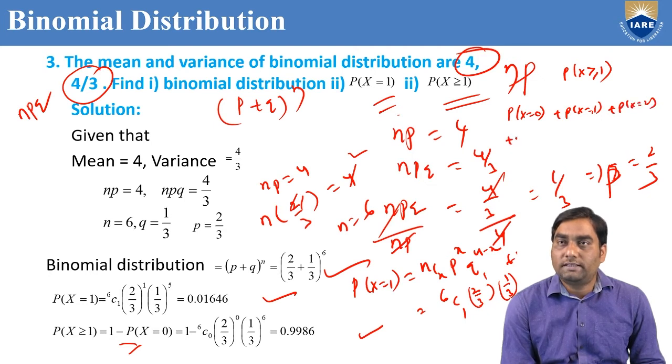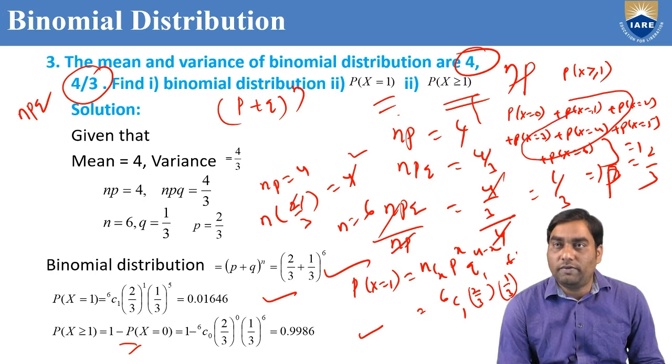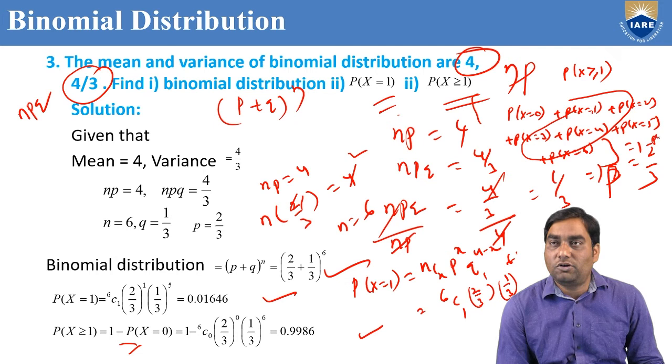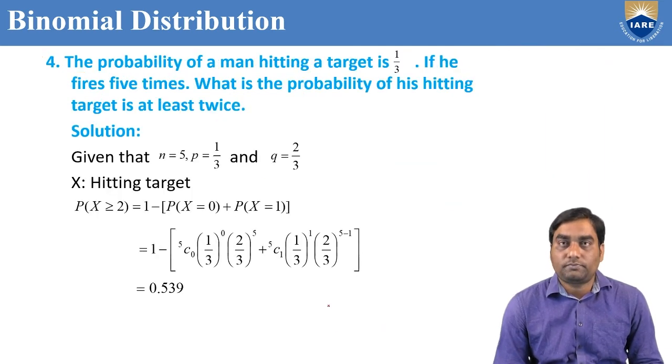P of x equal to 1 plus P of x equal to 2 plus P of x equal to 3 plus P of x equal to 4 plus P of x equal to 5 plus P of x equal to 6. This will be 1. But I want greater than or equal to 1. So this term comes to the right side, that is 1 minus P of x equal to 0. nCx, 6C0, p 2 by 3 whole power 0, q 1 by 3 whole power 6. We can simplify it and we'll get the value.